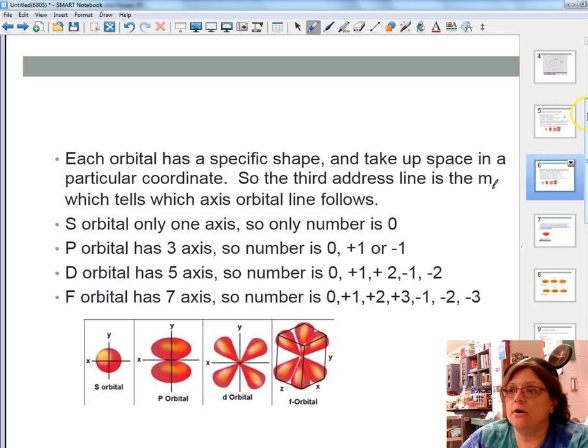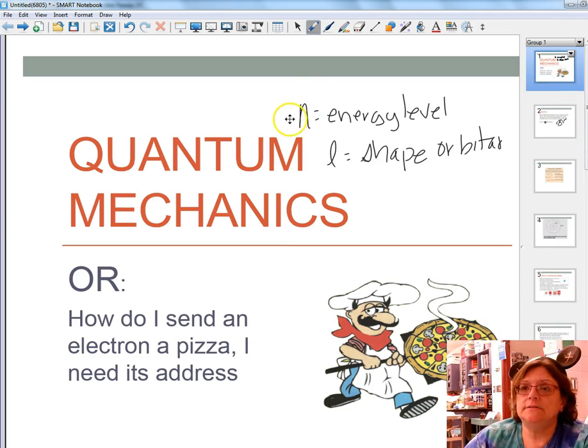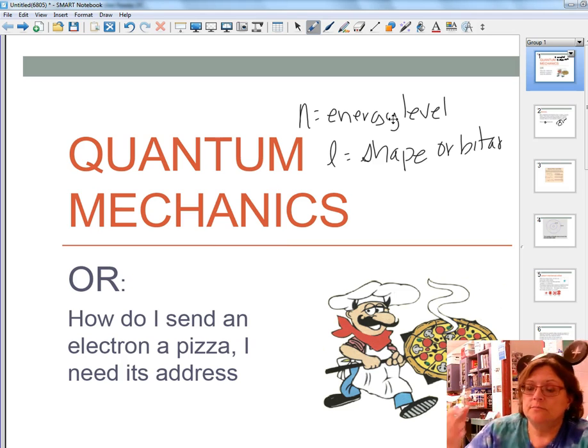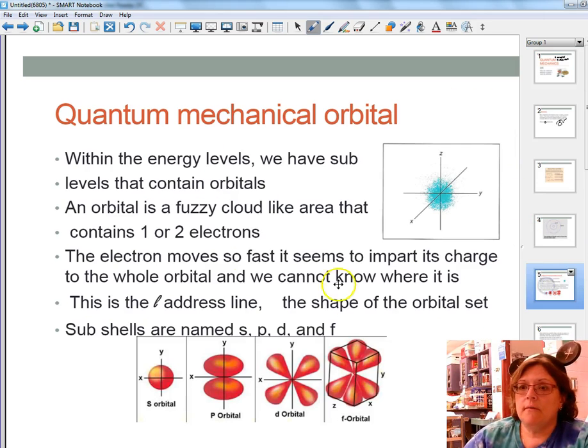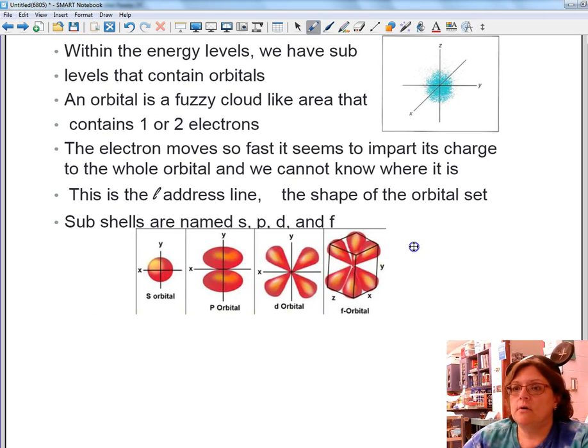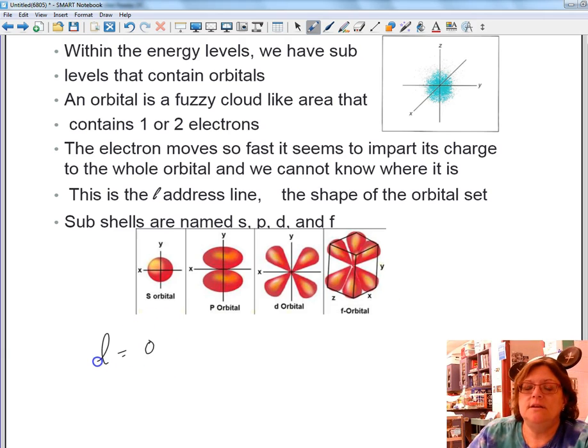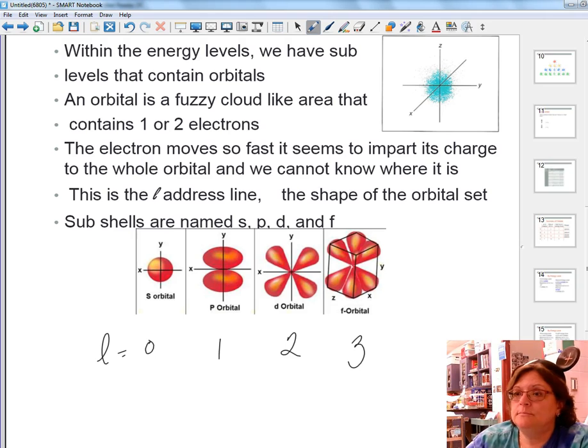Okay? So, once again, the N energy level is the level they're on. The L number tells us what the shape is. The S orbital, if we're talking about L, it's 0. The p orbital, the number for L, is 1. The d orbital, the number for L, is 2. And the f orbital, the number for L, is 3. Okay?